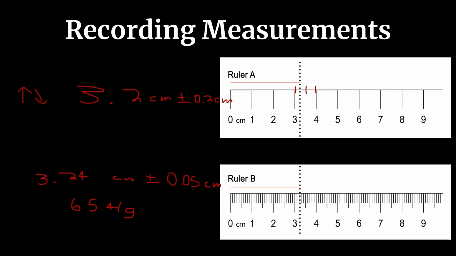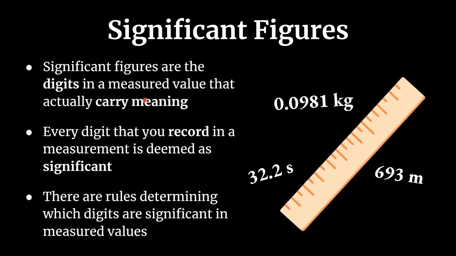Then its uncertainty may be written as 0.01 grams. So far, we have seen that measurements are not perfectly exact. They depend on the measuring tool and our estimate. This leads us directly into the idea of significant figures.